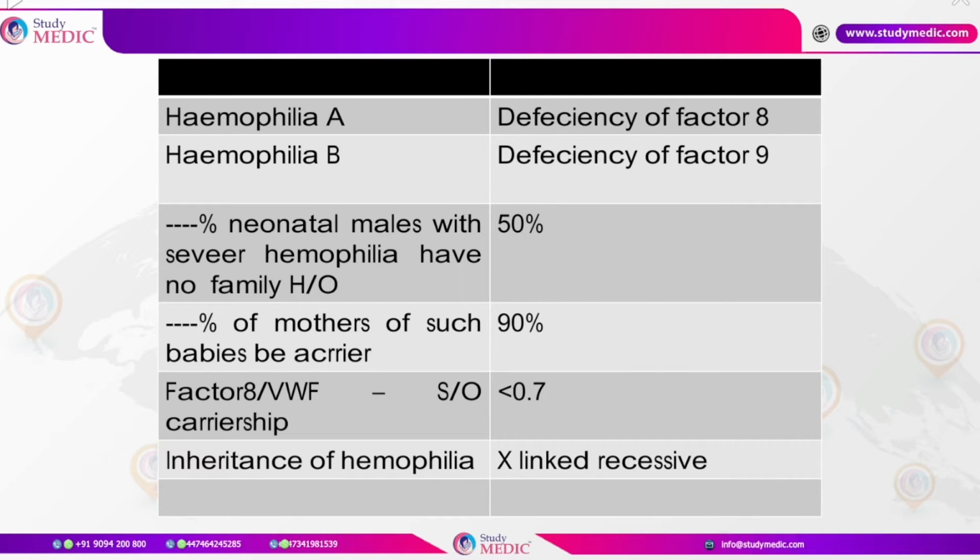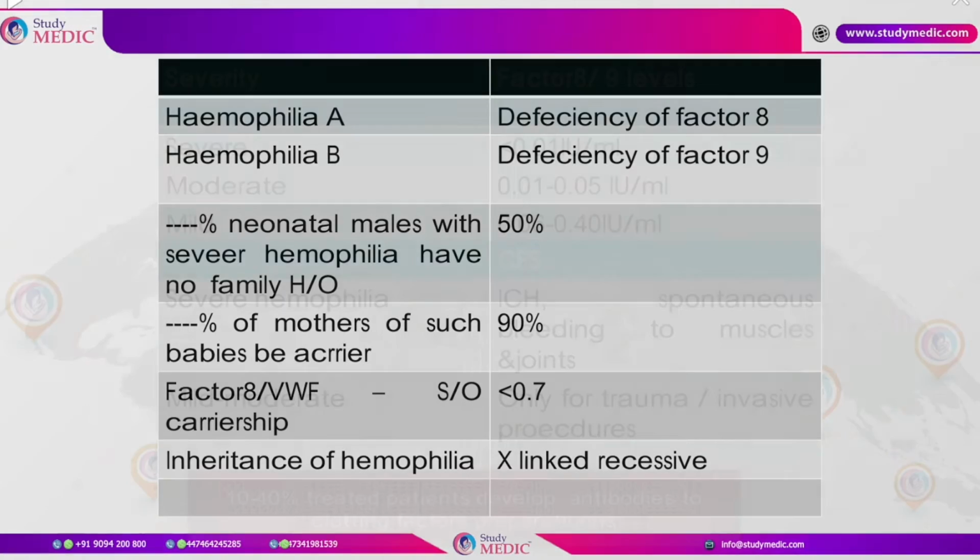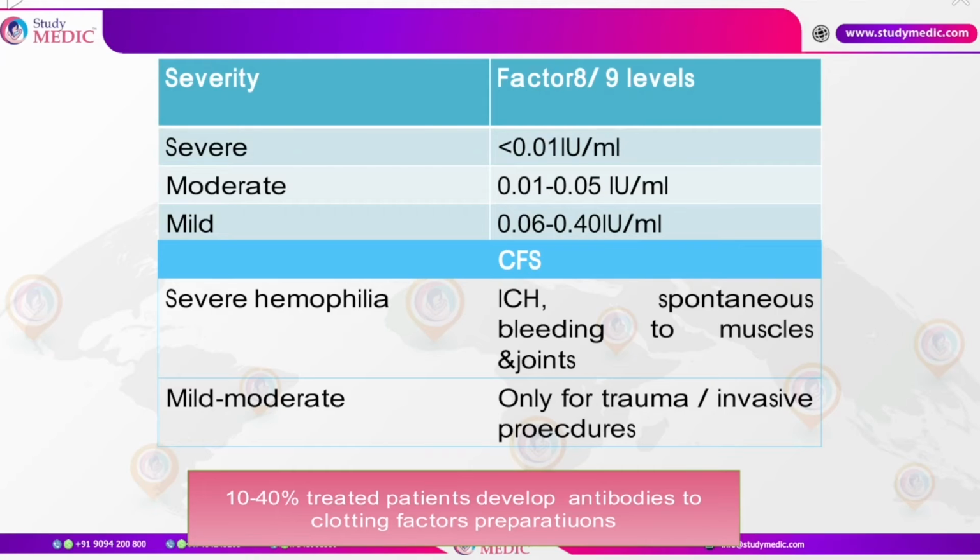50% of the neonatal males with severe hemophilia have no family history. 90% of the mothers of such babies are carriers. A factor 8 assay showing a factor level of less than 0.7 is suggestive of carrier status. And the inheritance pattern of hemophilia is X-linked. These are the one-liners which are very frequently asked in your exam.